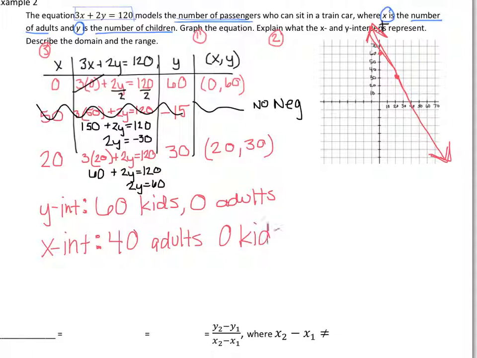But you know what I just realized? On this graph, do we have any negative adults or negative children? No. So the graph doesn't keep going forever. It is actually only right in those points. That is a horrible straight line.